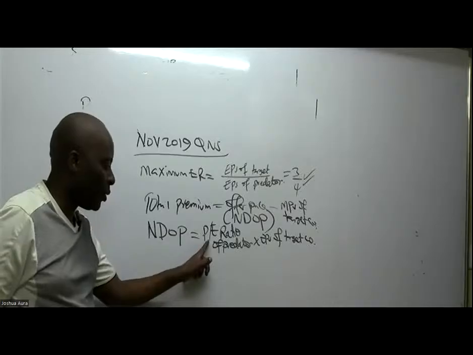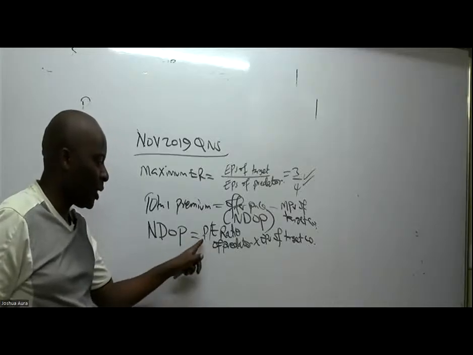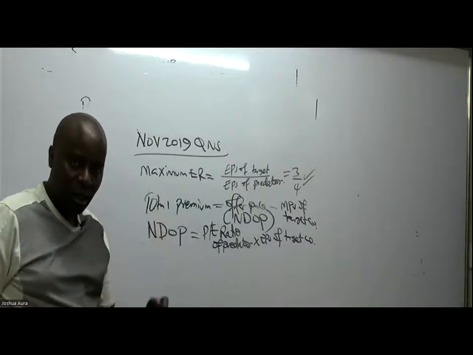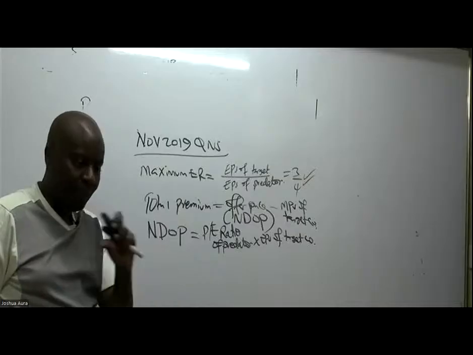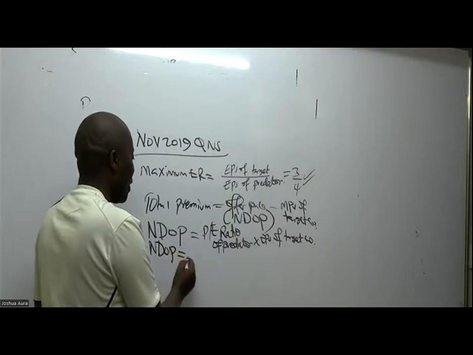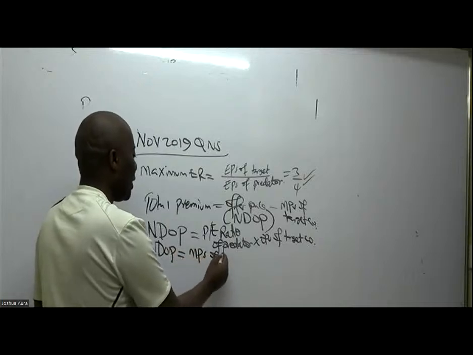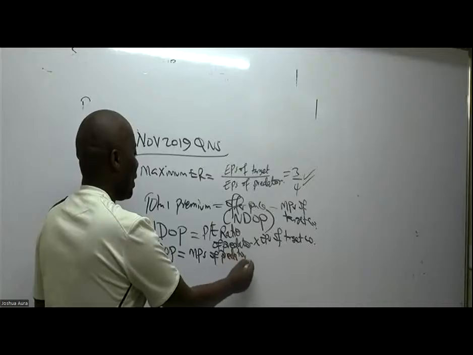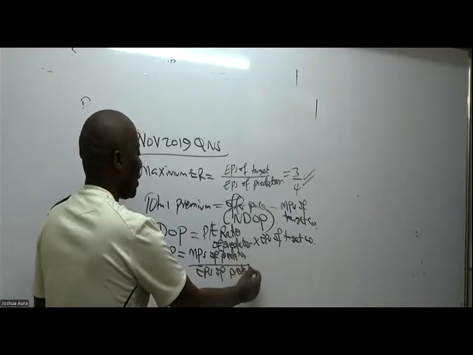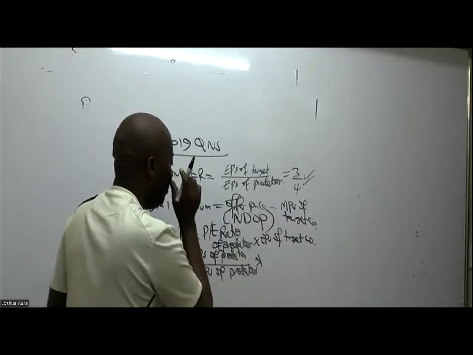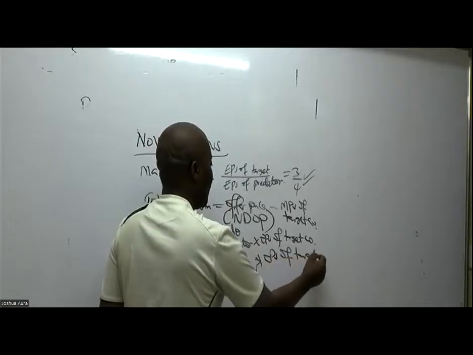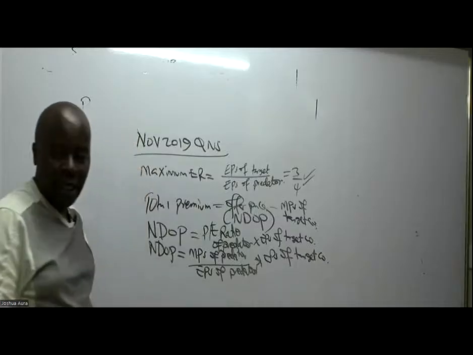I went and broke this down further. We said PE ratio is the same as MPS over EPS. P over E, price over earnings. So ladies and gentlemen, in this case here, to get this DOP, the non-diluting offer price, we are taking MPS of predator all over EPS of predator, times EPS of the targeted company.